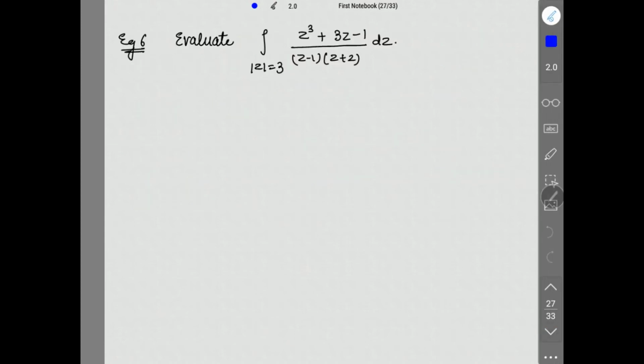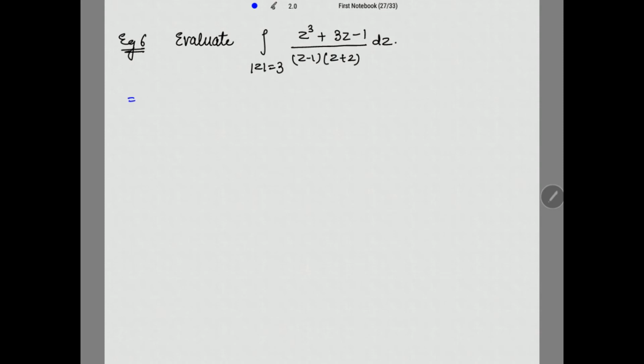Next is evaluate the integral over mod z is equal to 3, and now your f of z is z cube plus 3z minus 1, over z minus 1 into z plus 2, dz. How to do this? Now here the f of z is not 1. Just do like we have done before. Just separate the denominators and find your f of z and the f at the point z0 for both these two denominators.